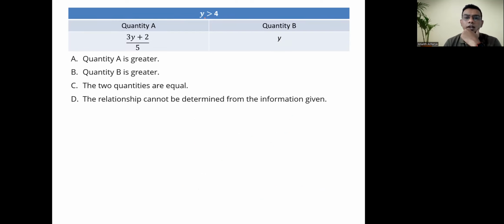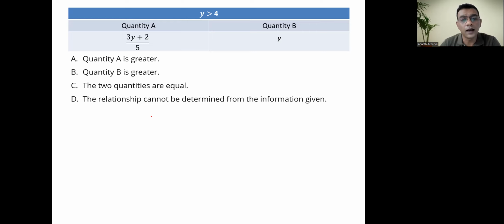Question given to you that, hey, y is greater than 4. So, which one is greater, the quantity A or the quantity B? Now, here is where we say that when you have two comparisons, especially in the algebraic expression, try to simplify them and then use your knowledge. So how will I simplify?